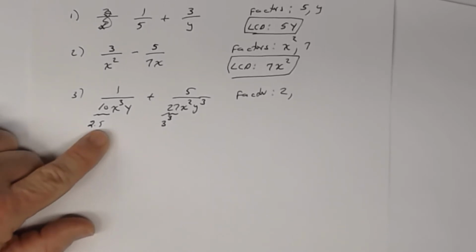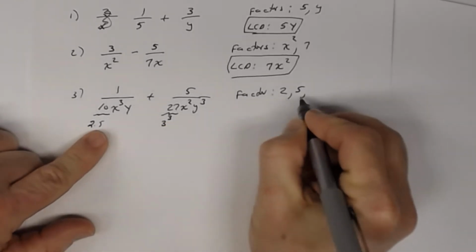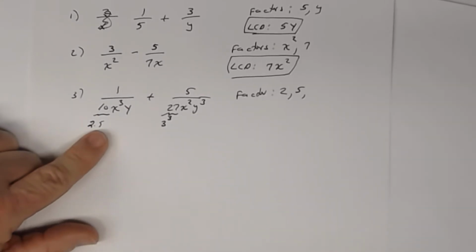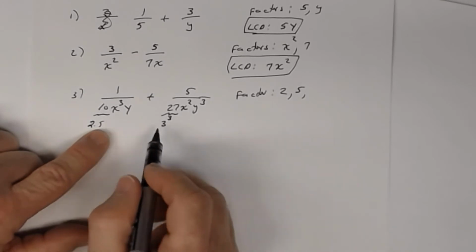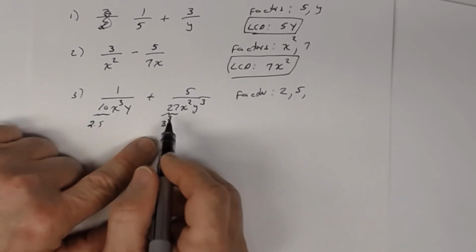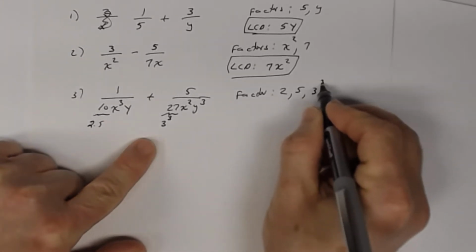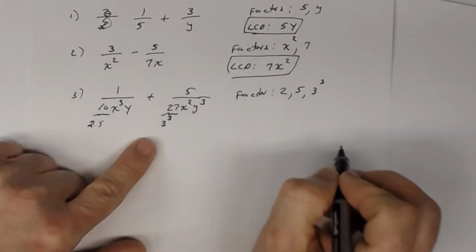The other factor I see is a 5. I don't see any other 5s here, so I'm going to list it as a factor. Just one, 5 to the first power. Just one factor of 5. Then I see, let's just deal with the numbers for right now, a 3, but there are 3 of them. I don't have any 3s here, so I'm going to have 3 to the third power. Remember, always use the one with the largest exponent.